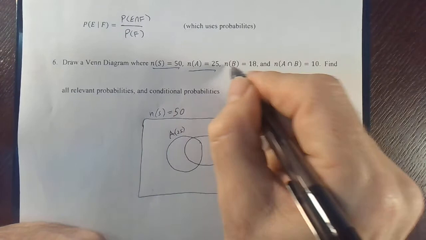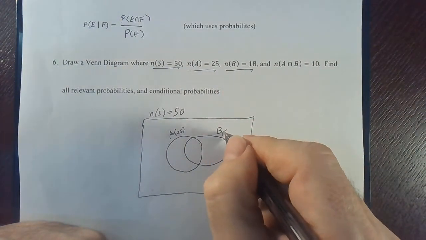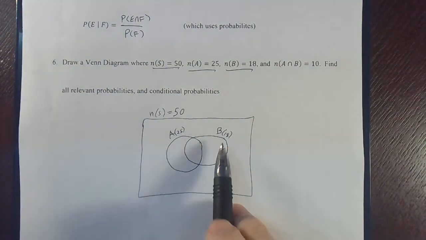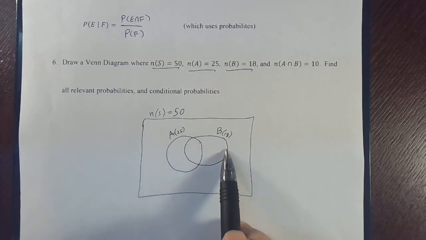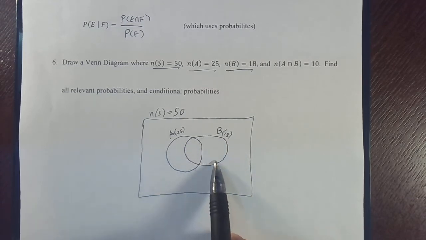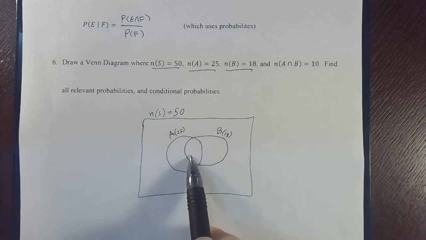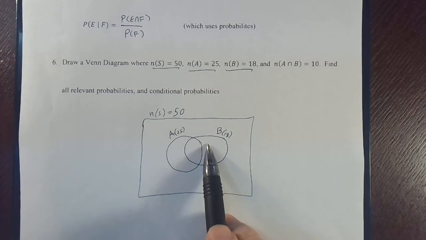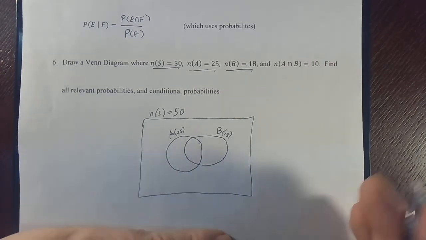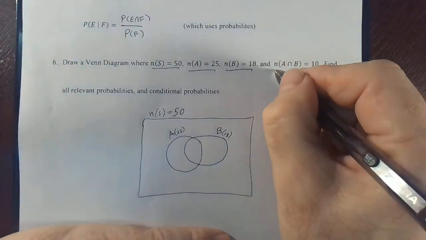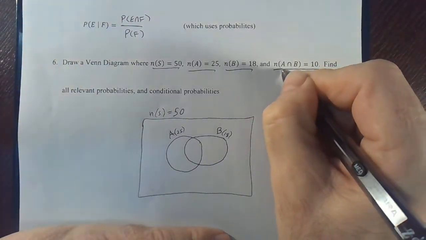Likewise, with B, this is really not part of the Venn diagram either, but I put it there to remind myself as a hint that the number of items in this circle has to add up to 18. So it's going to be the number of items in this region and the number of items in this region. So that leaves us with one left, and that's what we're going to start with.